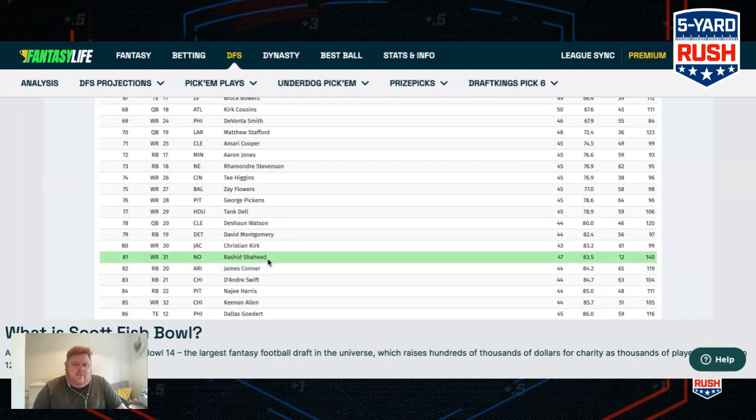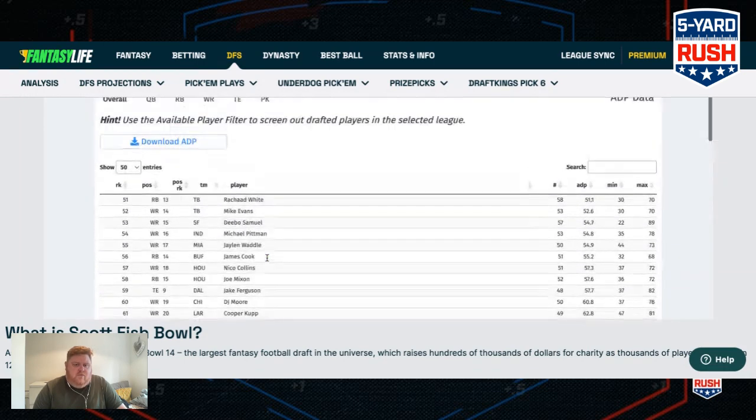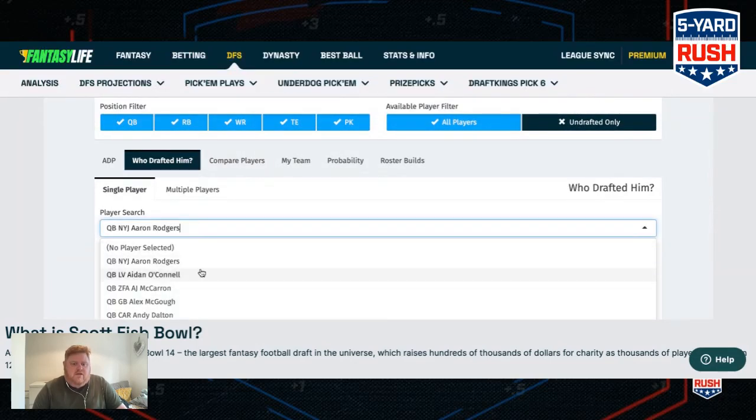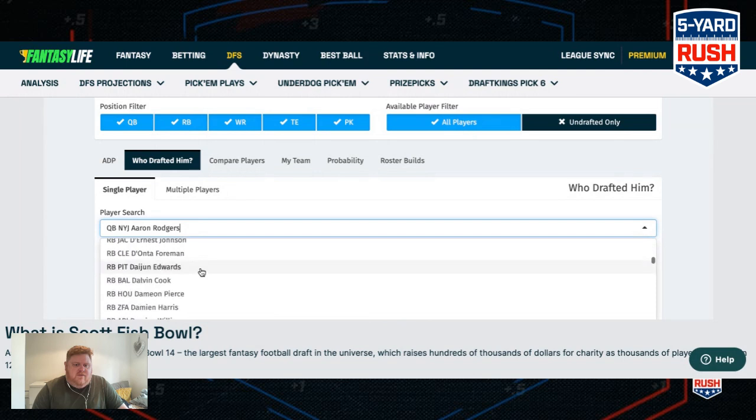So one player we are going to talk about, and I'm going to actually zero in here, there's two in particular we're going to look at. So one is Rashid Shaheed. So let's find him in here.